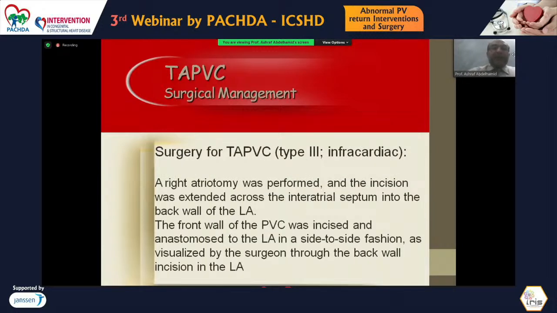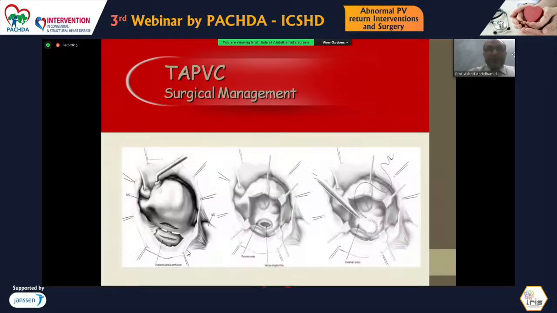Surgery for type 3 is a more complex one. Usually the infracardiac is the obstructed type of anomalous connection. A right atriotomy is performed and the incision is extended across the interatrial septum into the back of the left atrium, then the pulmonary venous confluence is connected to the back of the left atrium. Here we can see through the ASD, and then the whole ASD is closed by a wide patch, also to enlarge the left atrium and to encourage blood to the left atrium through an unobstructed route.